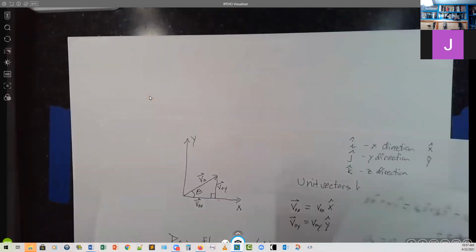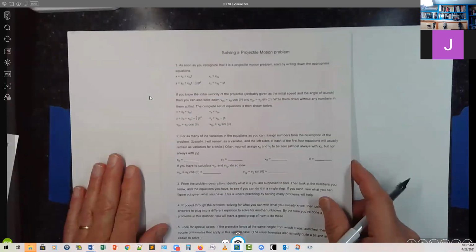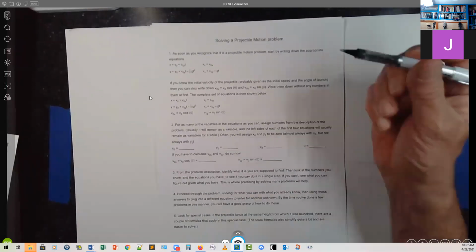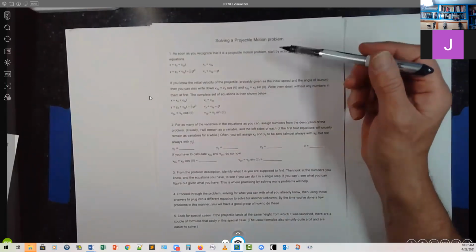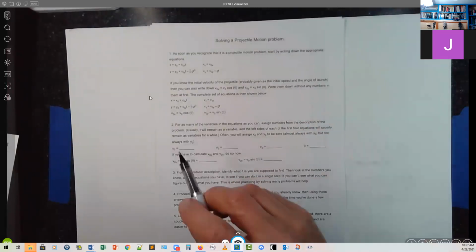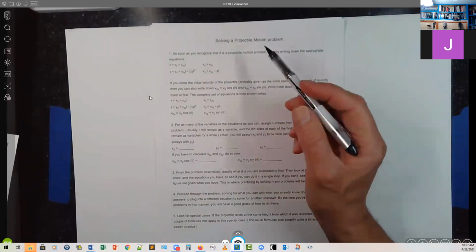Let's see, I've used both sides of that one. Save it, but mostly you won't need it. Okay, where did I put the problems I printed off? This is a handout that I'll upload and make available with today's stuff. But it starts off with a page of guidelines for solving a projectile motion problem.